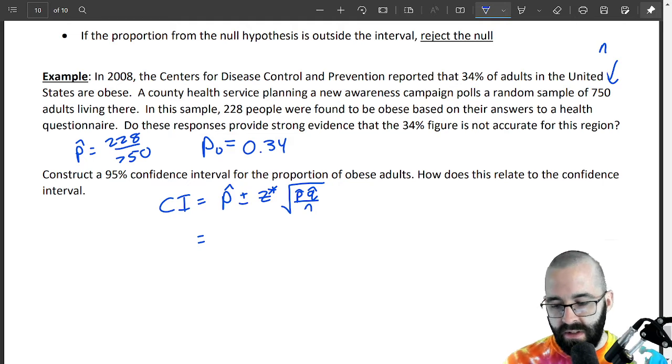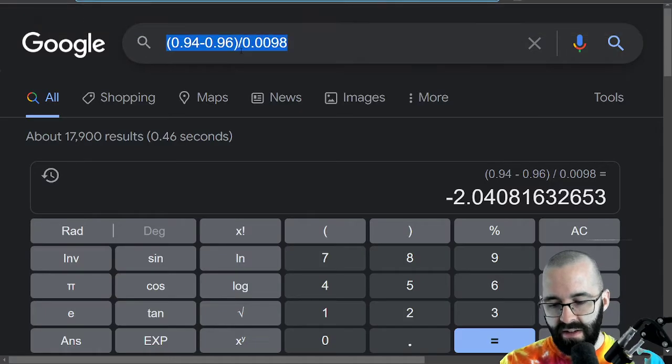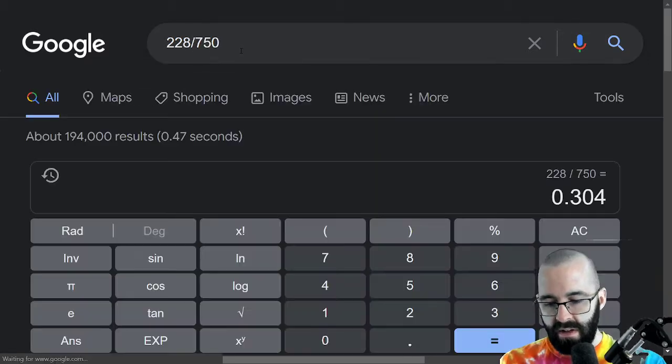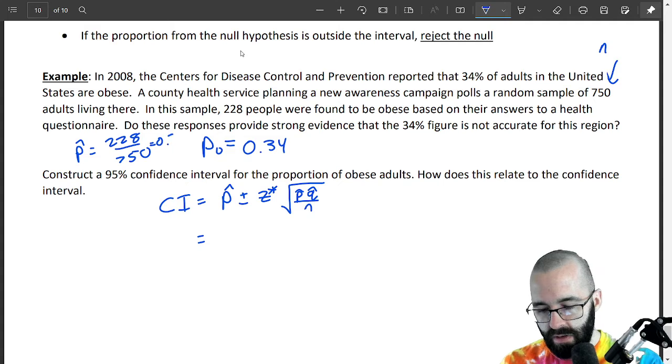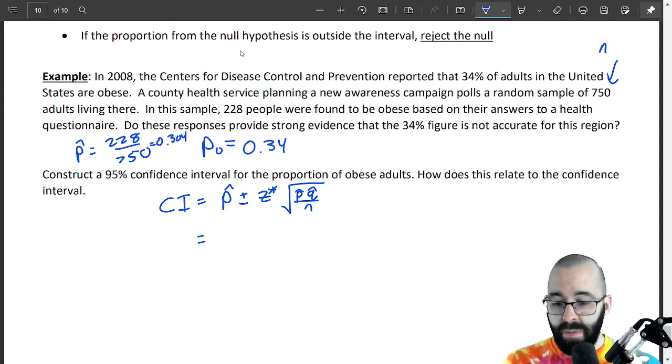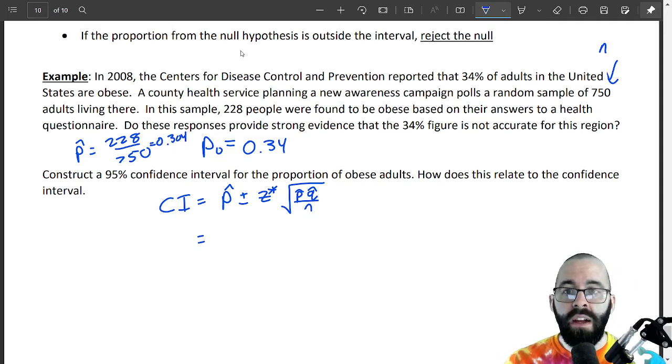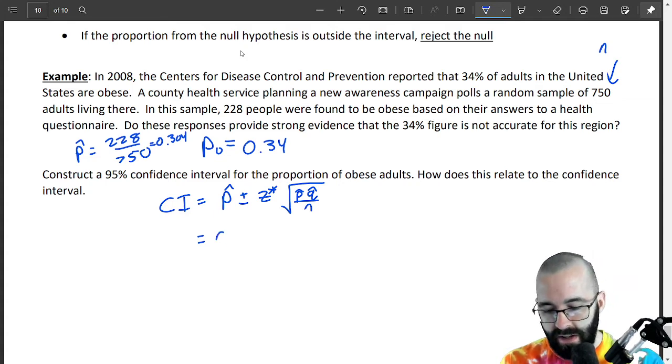Confidence interval, p hat is 228 over 750. What is that? It's 0.304. So again, our sample has lower obesity levels than the CDC's numbers. The question is, is this statistically significant to show that this region is different? This is going to be 0.304.